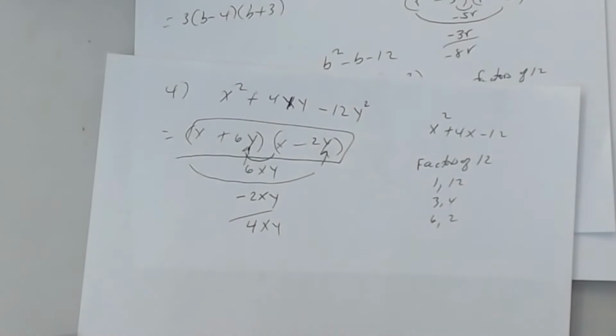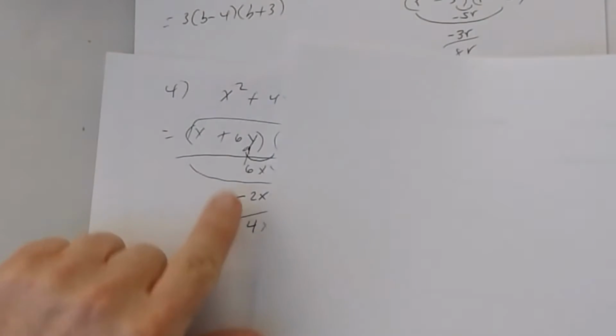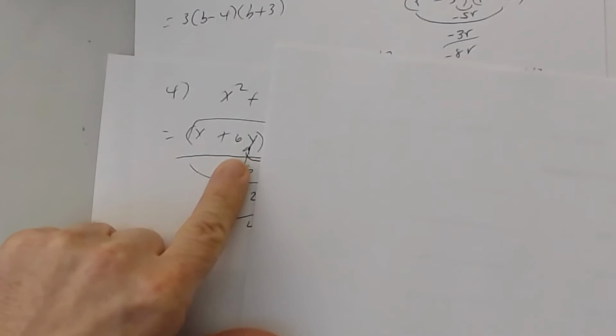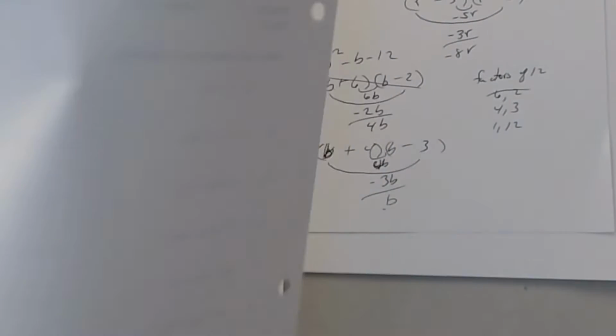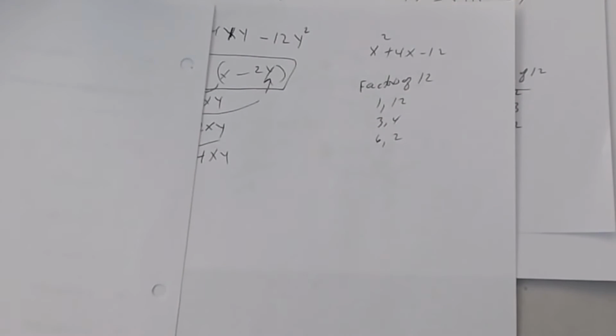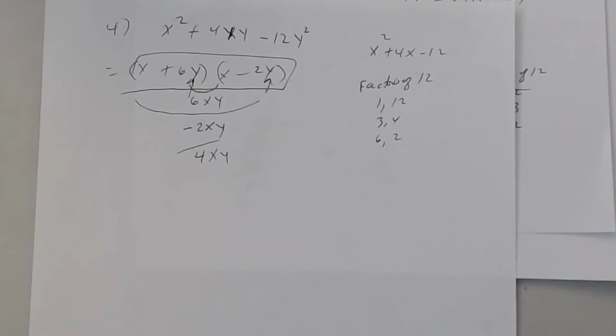Now again, before we go on, because that's going to be important in the next section, ask yourself, now, how many factors do you see? 2. All right. If I look at that first factor, what's the GCF of the first factor? 1. What's the GCF of the second factor? 1. All right, so we're fine.